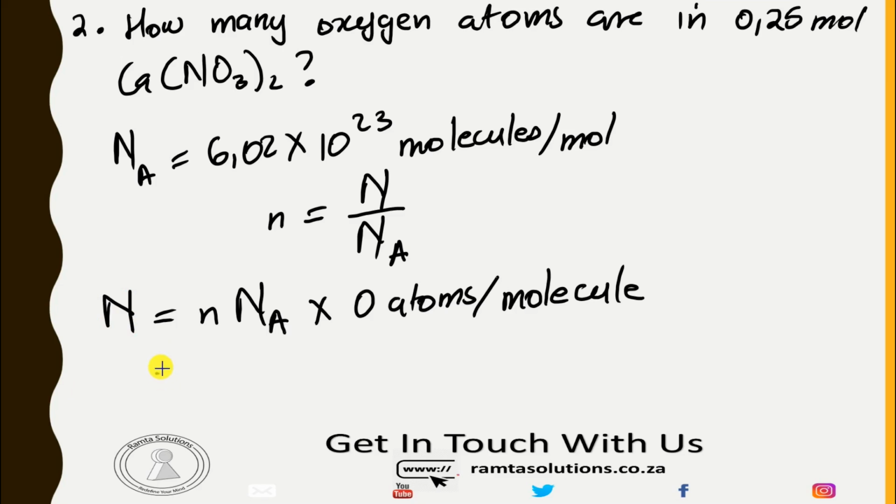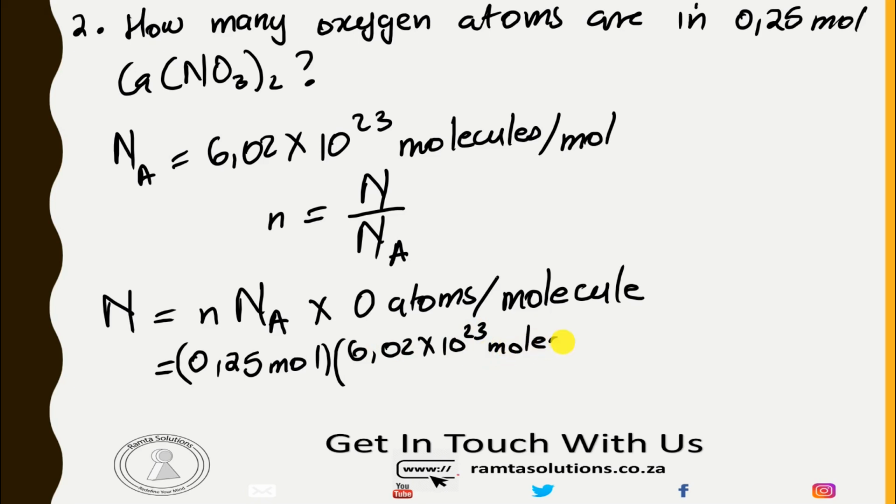So for this exercise, the number of moles given are 0.25, let me say, moles. And then you have Avogadro's number, which is 6.02 times 10 to the 23. Remember what I said to you. It'll be molecule per mole.